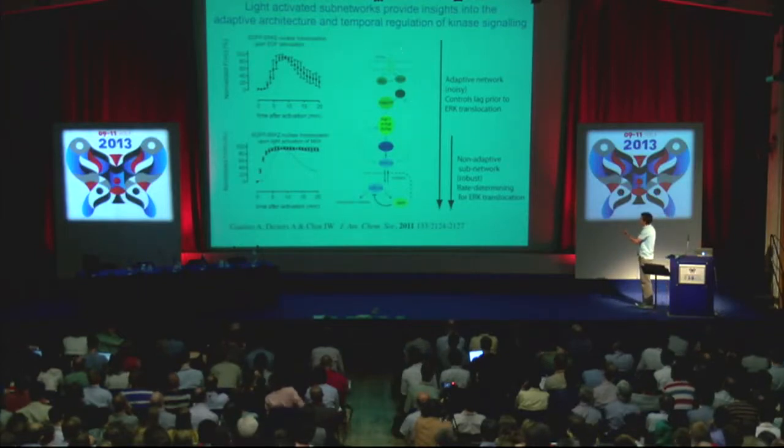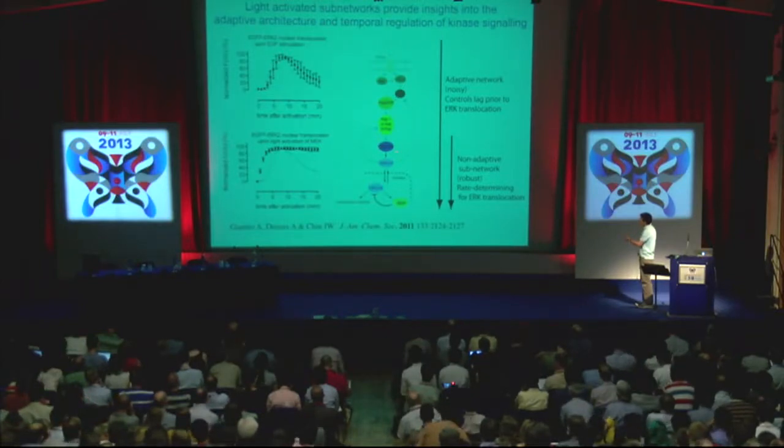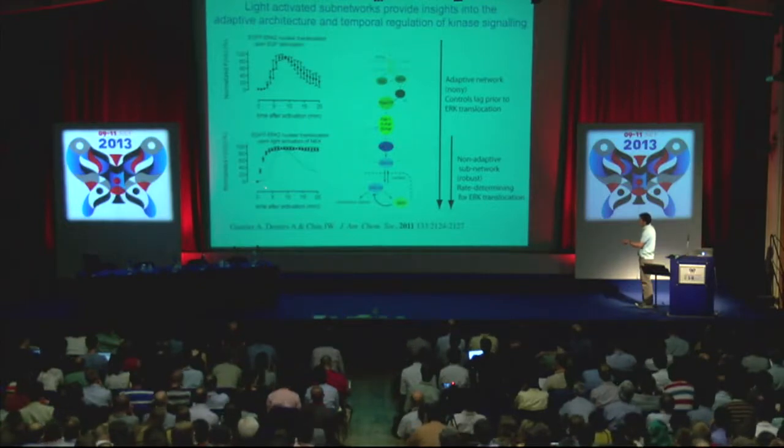Here's an experiment where we stimulate the cell with growth factor, and what we're watching is fluorescently tagged ERK moving into the nucleus. So you see there's a lag phase, then ERK accumulates in the nucleus, and then you have an adaptive dissipation of ERK out of the nucleus. How does that compare to the situation when you just rapidly activate MEK? This is what you see.